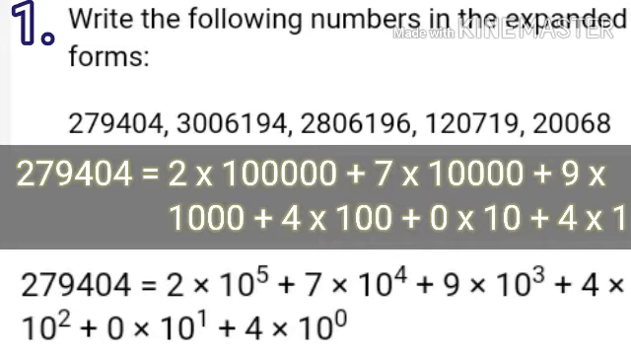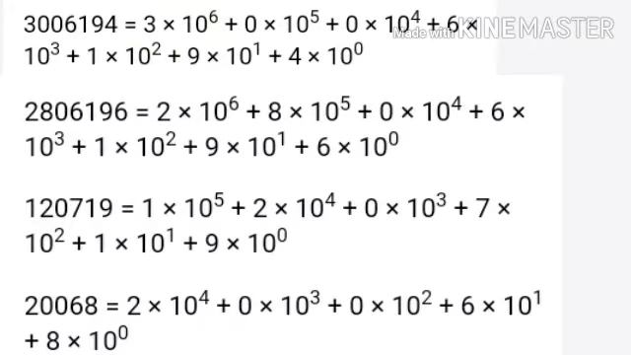Now we write this number in exponential form. 2 into 10 to the power 5 plus 7 into 10 to the power 4 plus 9 into 10 to the power 3 plus 4 into 10 square plus 0 into 10 to the power 1 plus 4 into 10 to the power 0. Now you can write these numbers in exponential form.